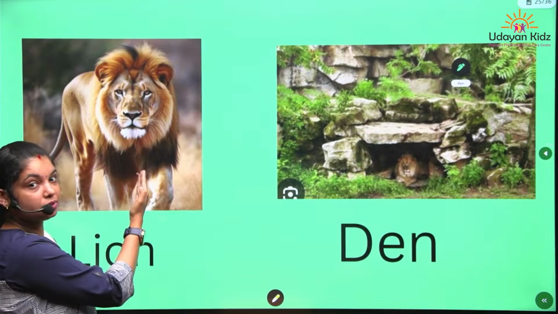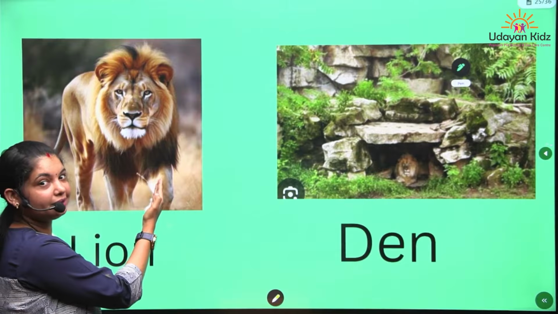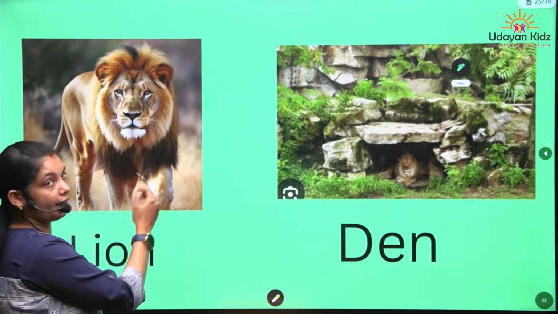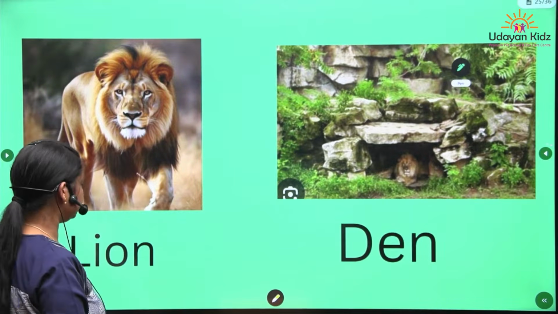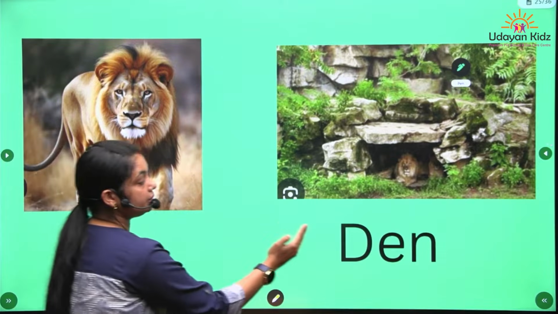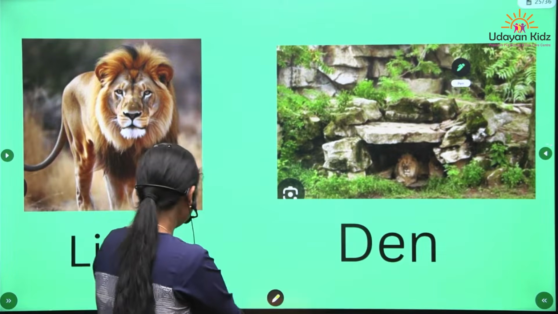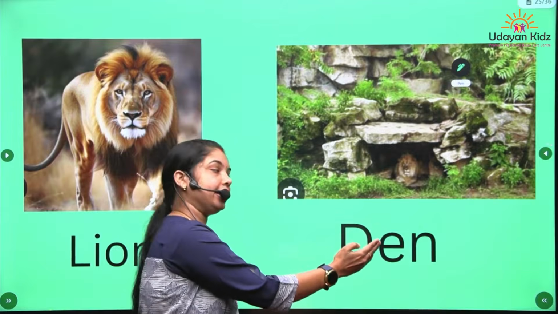Which animal is this? This is a lion. Lion is a wild animal. The lion lives in the den.